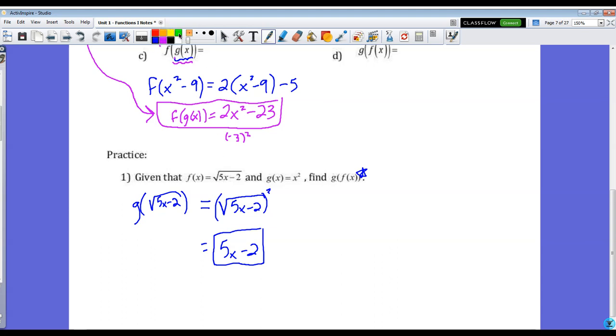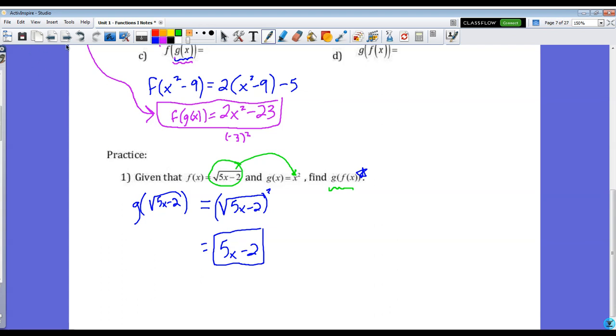So there we have it. Just be careful, this one I flipped around on you. This was asking for g of f of x. So I put f of x substituted into g of x, and we just end up with a nice 5x minus 2 there. All right, so that's a really good example of an inverse function.